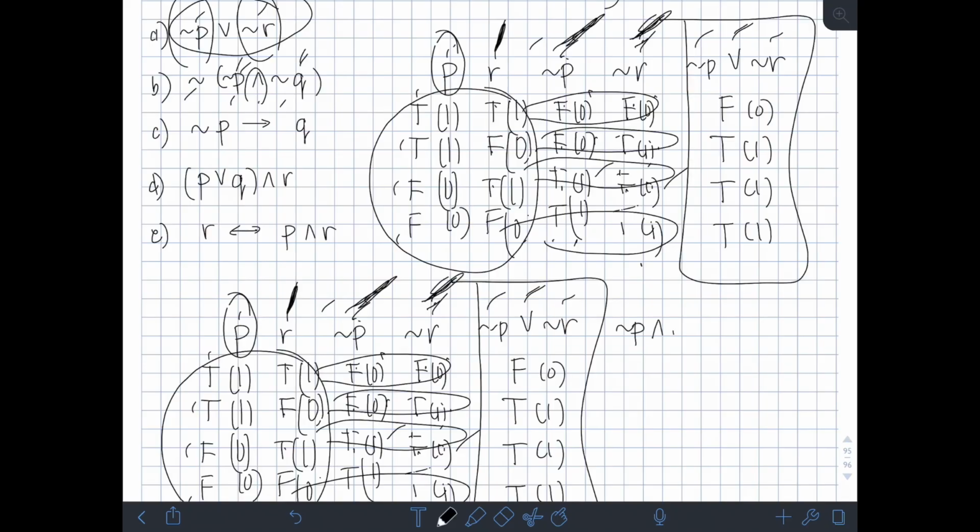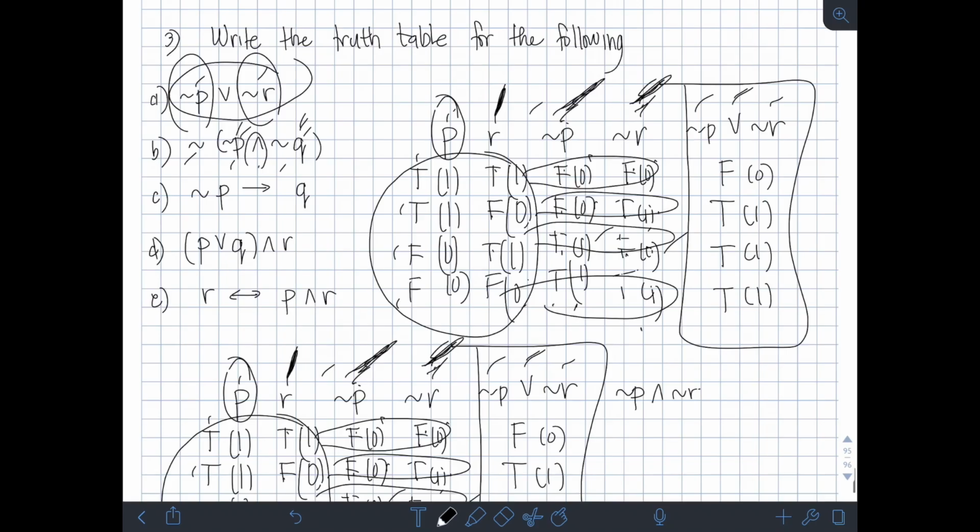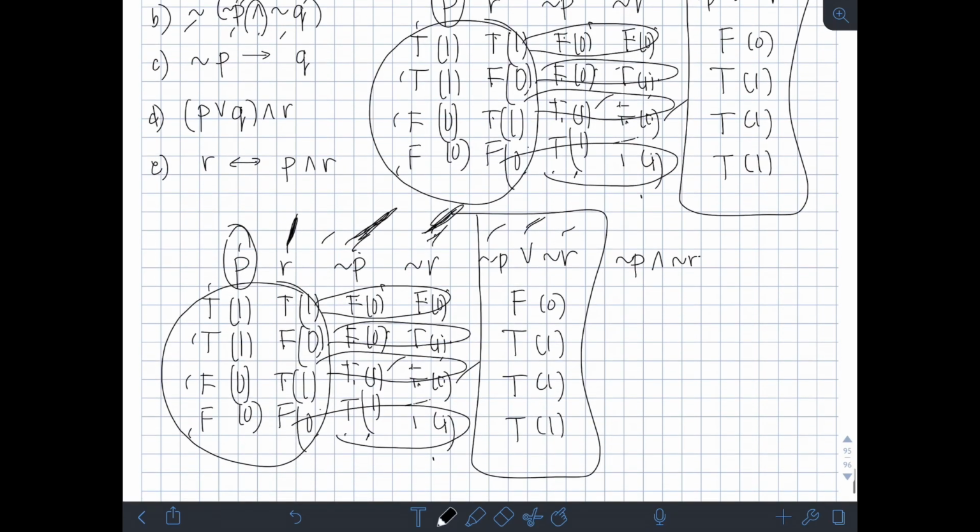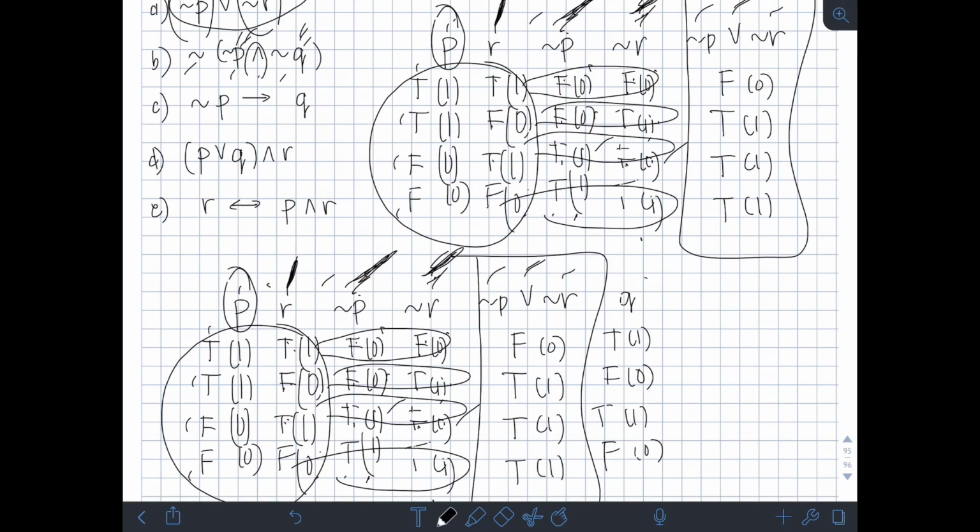Not P, not Q. So by the way, nga pala, iba pala yung ginamit dito, right? Q. Sige, gawa ulit tayo ng column para sa Q. So, assume P and Q yung involved, right? So, true, true, false, false. Then, true, false, true, false. Or, 1, 0, 1, 0. And then, meron na tayong not P. So, not Q na lang wala.